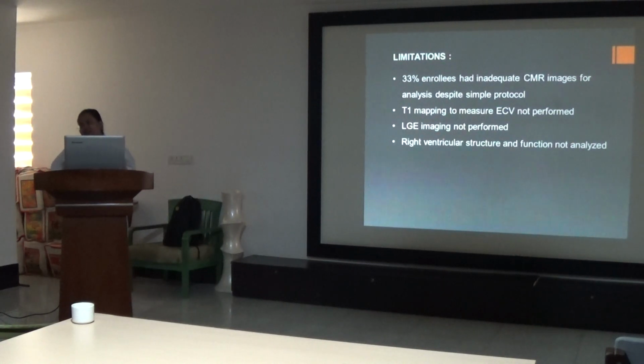They did not measure extracellular volume. Extracellular volume is basically the volume that signifies interstitial volume, fibrosis, any infiltration of amyloidosis or fat. That was not measured, so we don't know whether the drug is actually reducing cardiomyocyte hypertrophy or reducing fibrosis. It is a bulk measure. And LGE imaging was also not done. Late gadolinium enhancement is basically for knowing myocardial scar. So that was also not mentioned. And RV structure and function was not analyzed. So the focus was only on LV mass and pericardial fat.